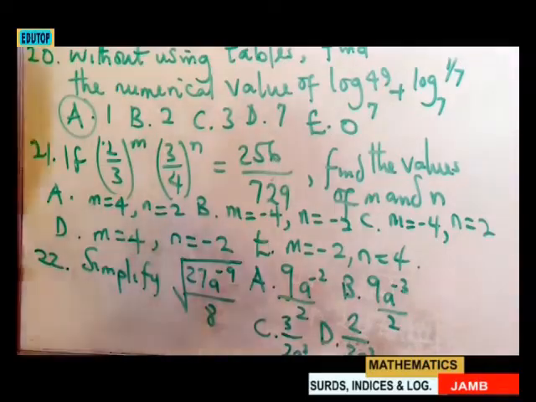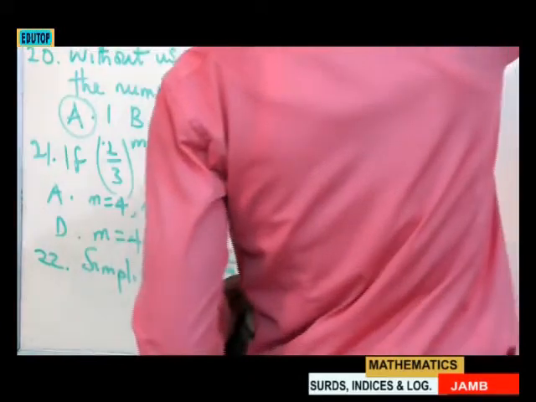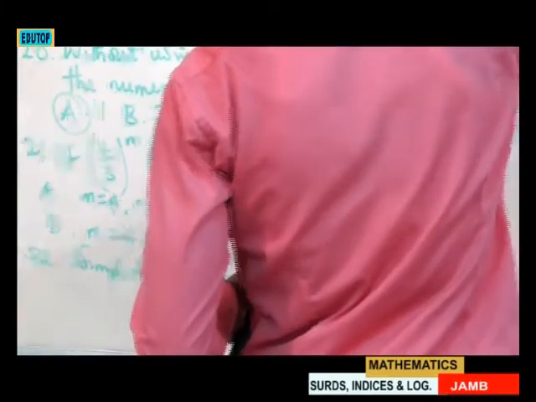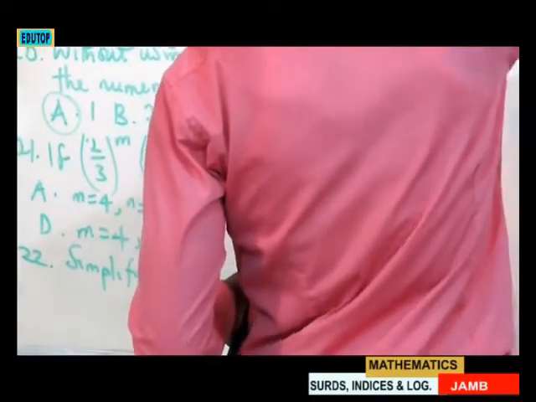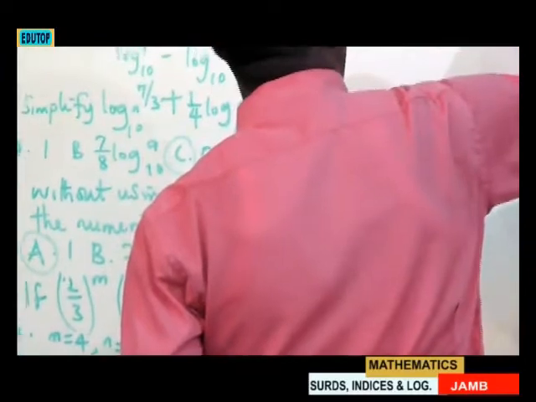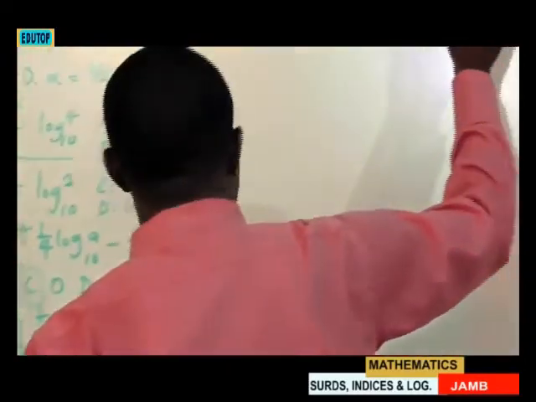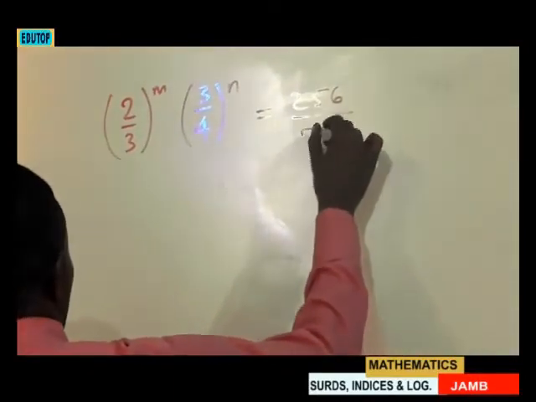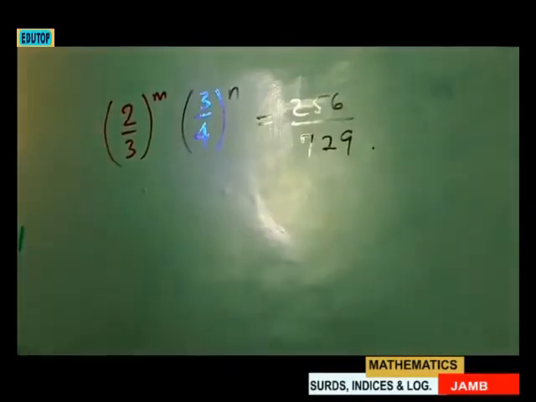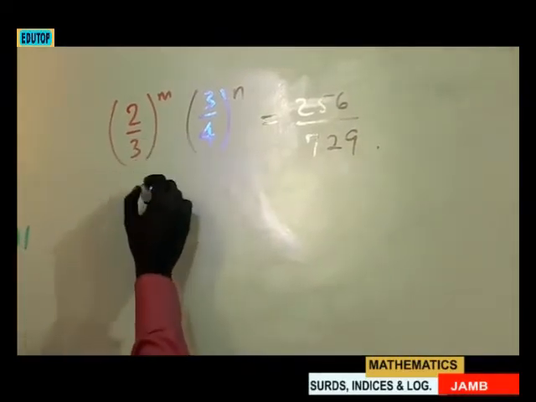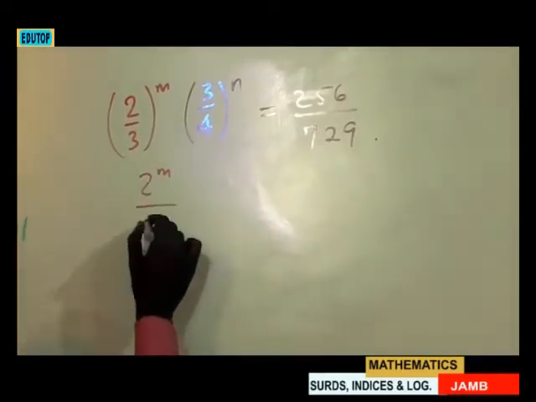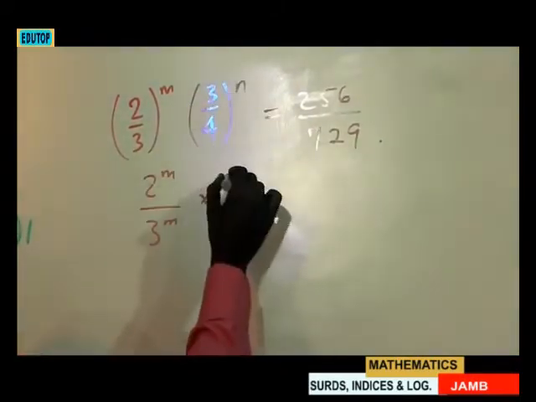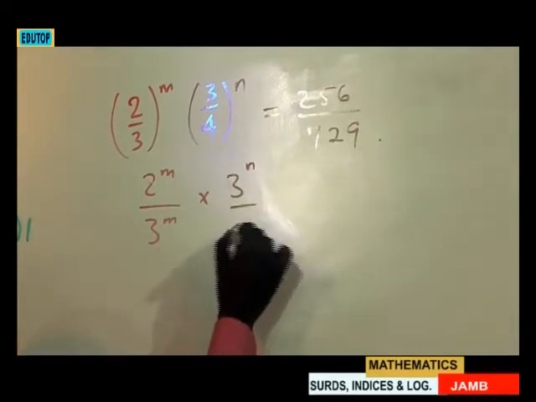Now, question 21, which says that (2/3)^m times (3/4)^n equals 256 divided by 729. Now, let's simplify this. So I can write this one as 2^m over 3^m times, this one can be written as 3^n over 4^n.